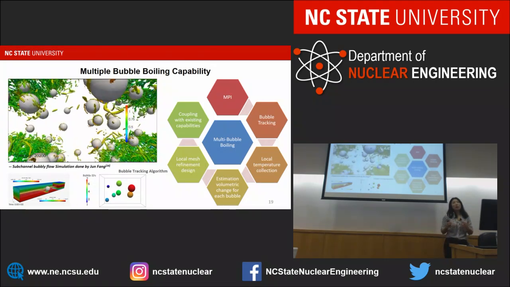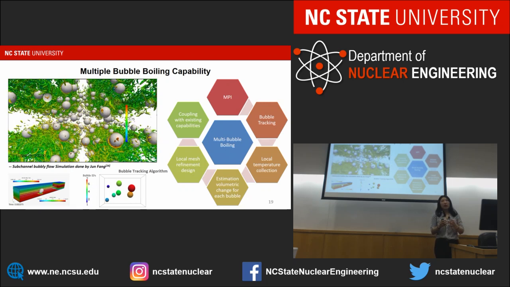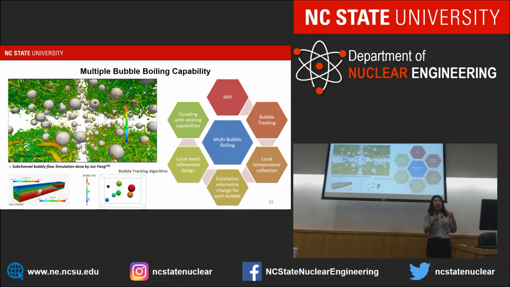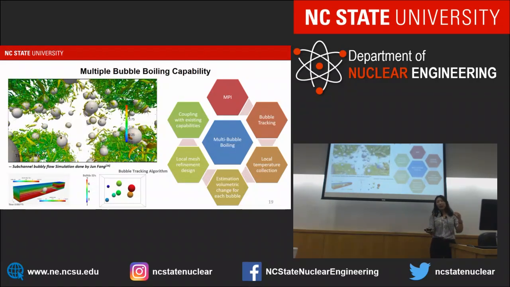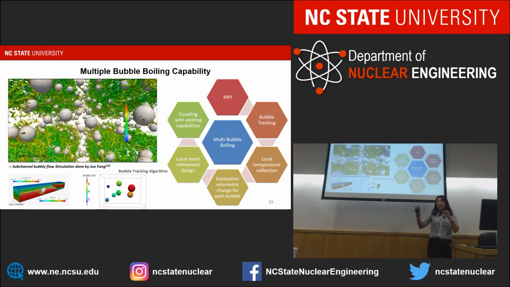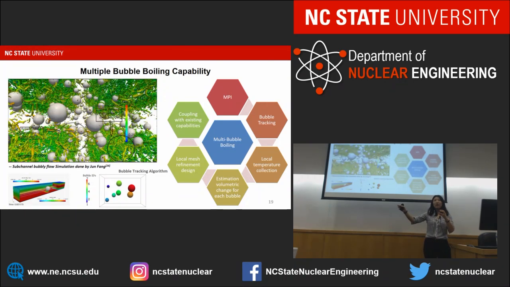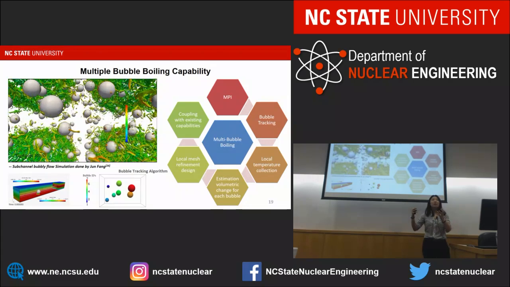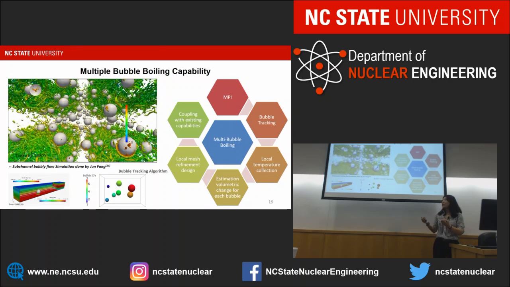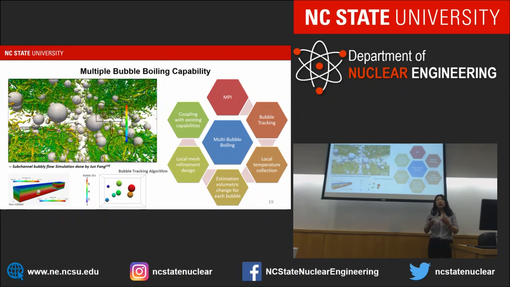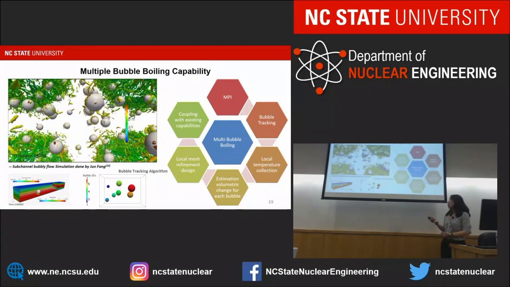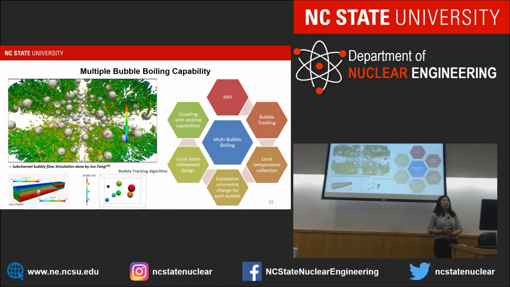So let's imagine, what if we have multiple bubbles in, let's say, subchannel geometries, and the inlet is subcooled where we have a heated wall. The bubble in the inlet region and the bubble far away from the inlet have different temperature fields around them. So how can we estimate different growth rates for different bubbles according to their local conditions? That's what we want to solve using these multi-bubble boiling capabilities.